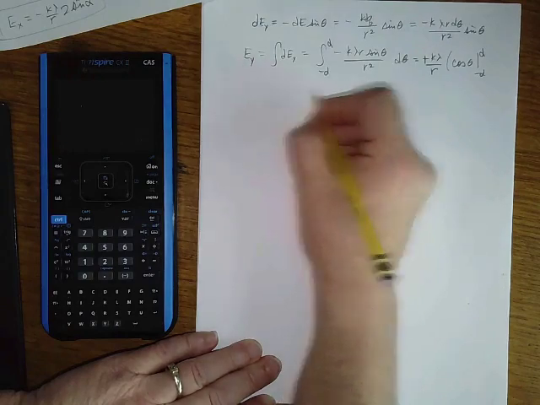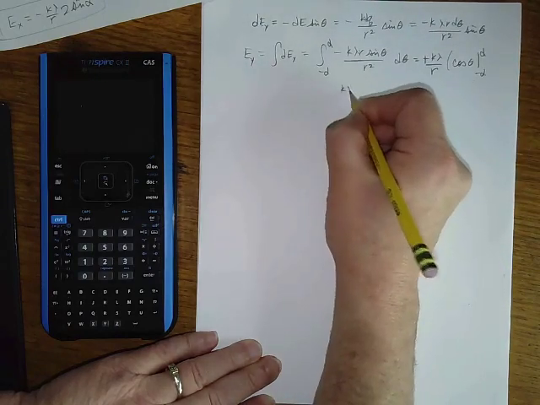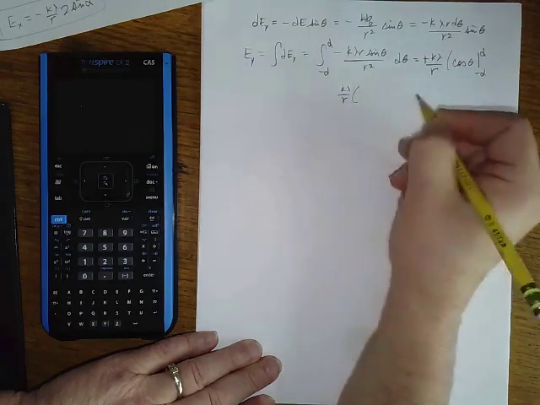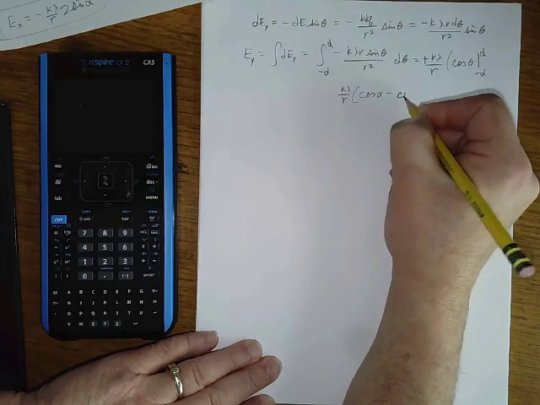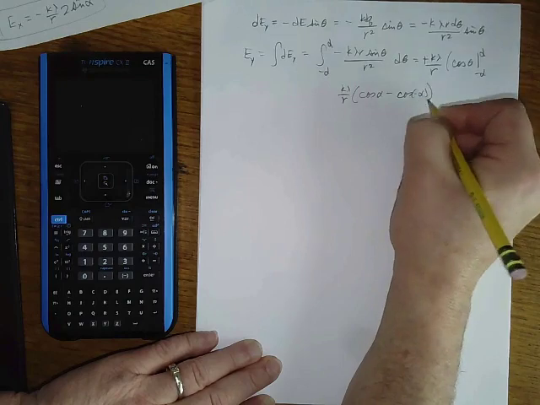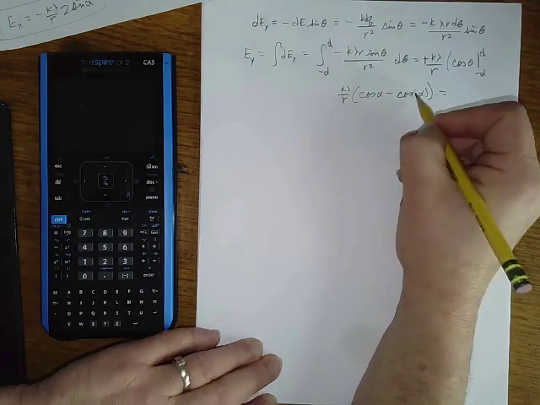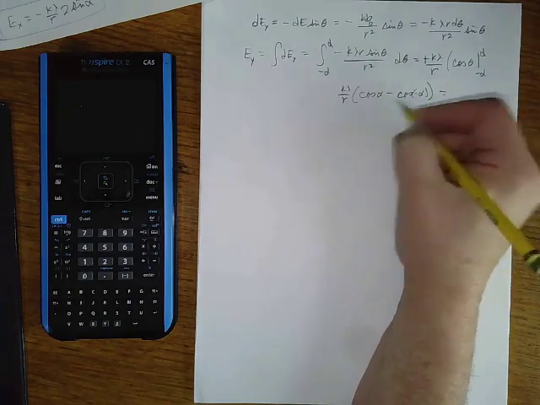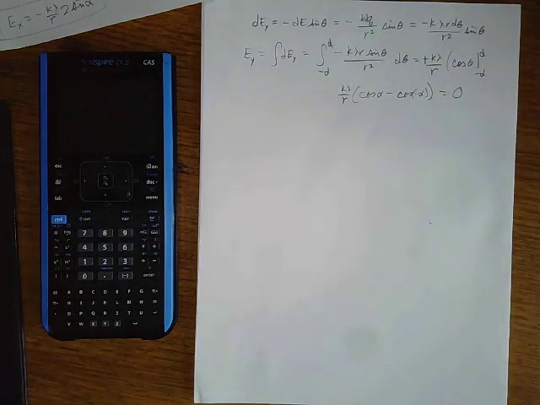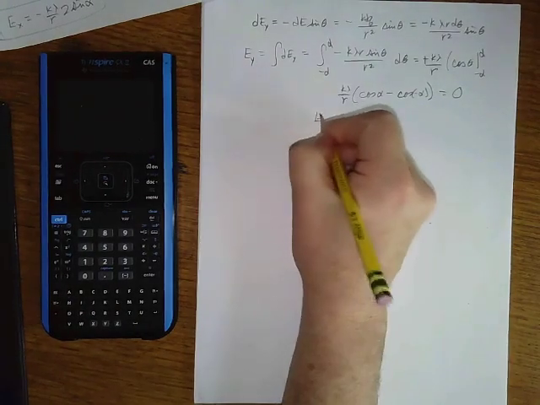And then when we evaluate the integral, we're going to have k lambda over r, and then cosine alpha minus cosine of negative alpha. But cosine is an even function, so cosine alpha and cosine of negative alpha are the same thing, so these cancel out, equals 0. Woohoo! Okay, so E_y is 0.